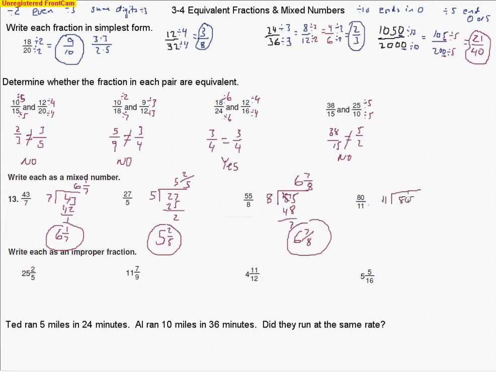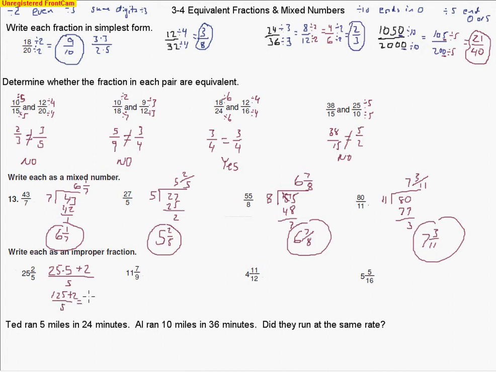11 into 80. Well, 11 goes into 80 7 times. It makes 77. Do some subtraction. We got 3 left over. So 3 over 11. So 7 and 3/11 is our answer. Well, look at our next one here. It says to write each as an improper fraction. So we're going to do the reverse. So what we do is we take the 25 and we multiply it by the divisor, 5. And then we add the numerator, and then it's all over the divisor. So 25 times 5 makes 125 plus 2 over 5.